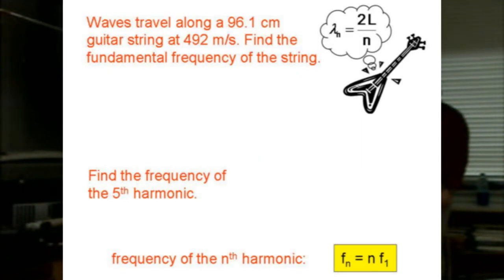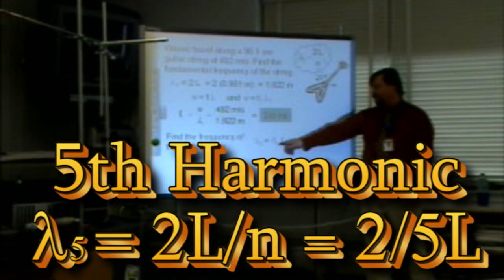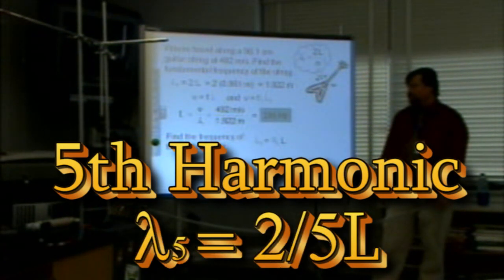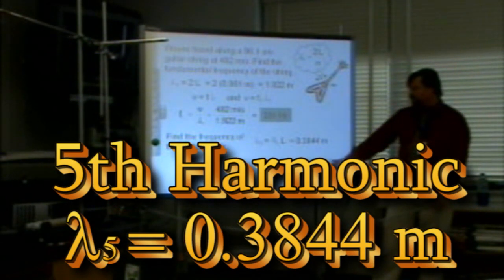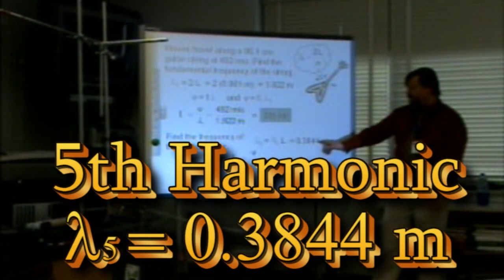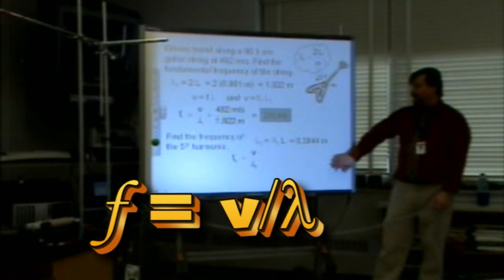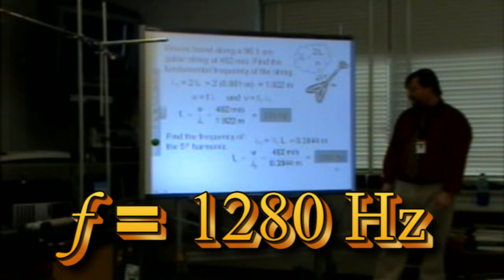Find the frequency of the fifth harmonic. So our fifth harmonic is, we have n is 5. And we find the wavelength in the fifth harmonic, and we use the same velocity, and we determine that it's a frequency of 1,280 hertz.